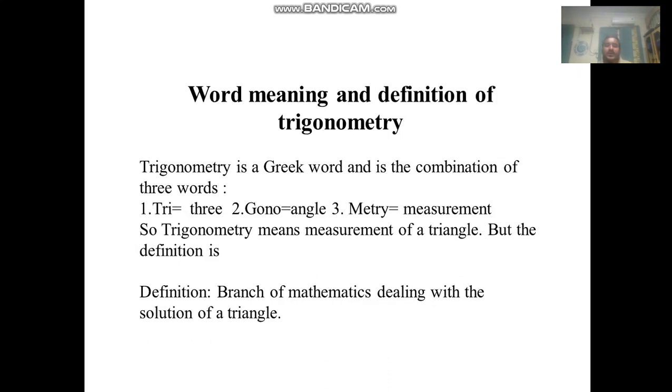Word meaning and definition of the word trigonometry. Trigonometry is a Greek word and is the combination of three words. Number 1, tri means 3; number 2, gono, angle; and number 3, metri means measurement. So the total word meaning of trigonometry is measurement of a triangle, but the definition is: a branch of mathematics dealing with the solution of a triangle.